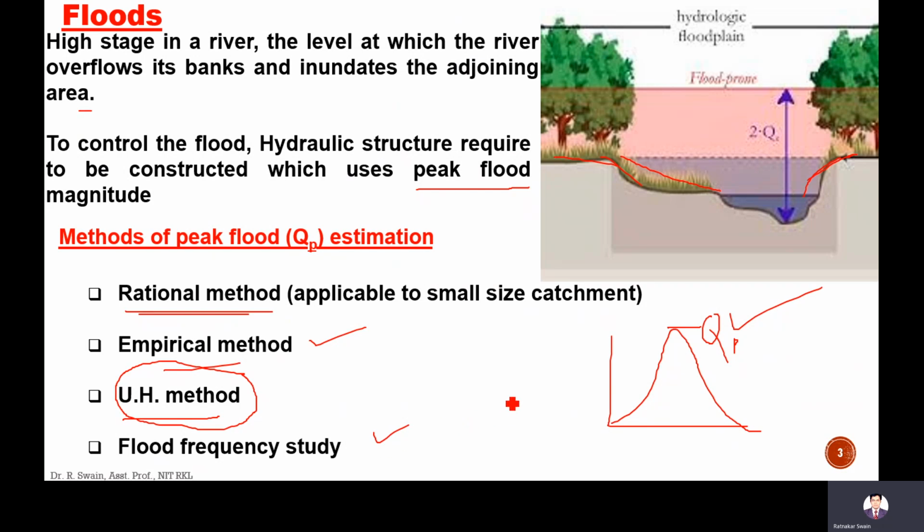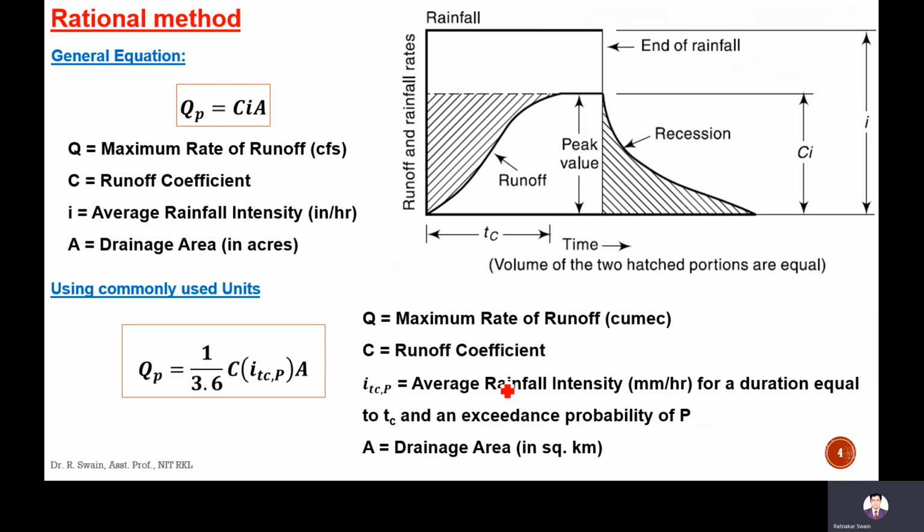So what is this rational method? This rational method is usually used for small catchments. The general equation of this method is QP, that is peak flood, equal to CIA, where C is the runoff coefficient, I is the average rainfall intensity, and A is the drainage area. This general formula uses CFS, that is feet cube per second, inch per hour, and acre. These are the units.